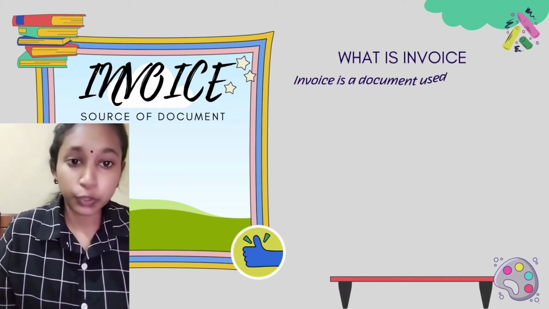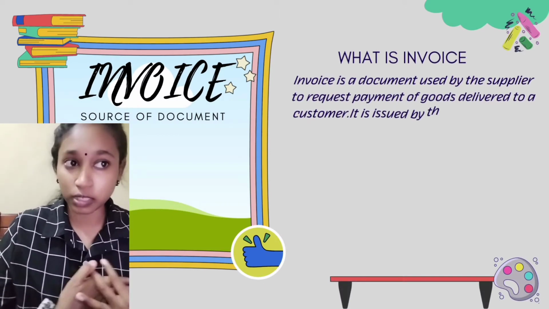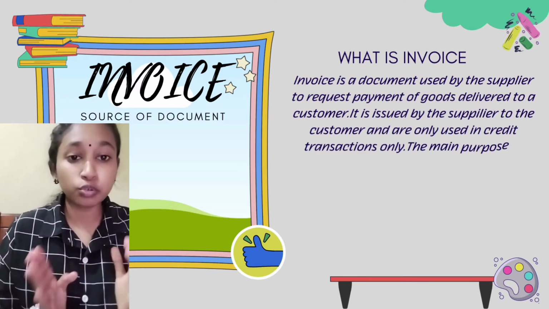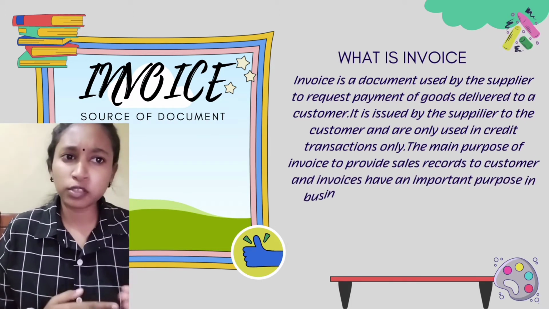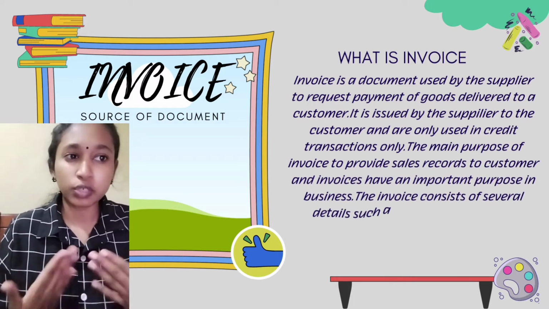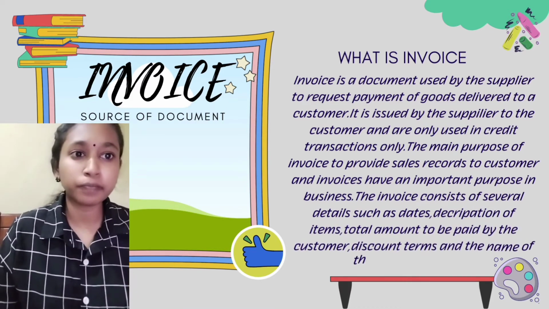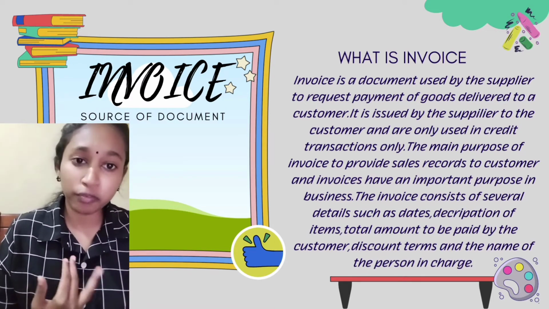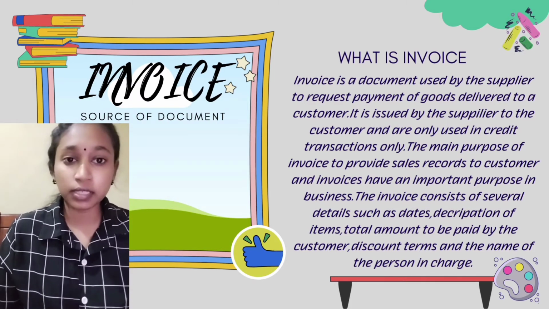I want to talk about invoice. What is an invoice? An invoice is a document used by the supplier to request payment for goods delivered to a customer. It is issued by the supplier to the customer and is only used in credit transactions. The main purpose of an invoice is to provide sales records to customers, and invoices have an important purpose in business. The invoice consists of several details such as dates, description of goods, total amount to be paid by the customer, discount terms, and the name of the person in charge.